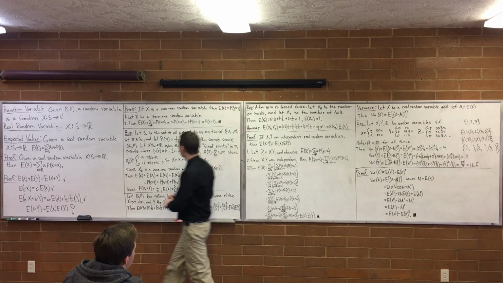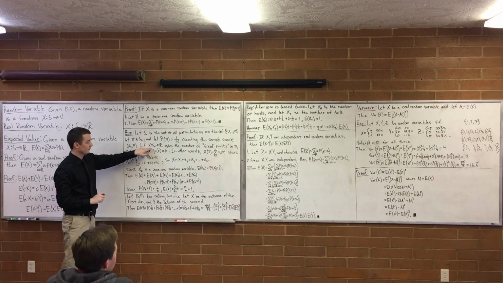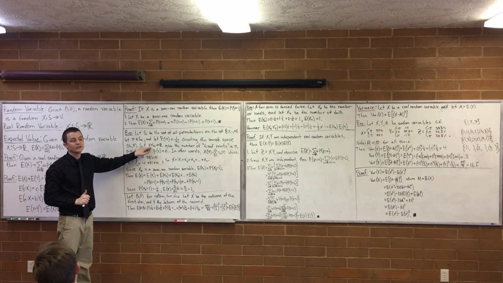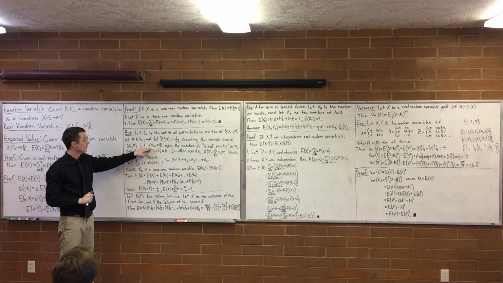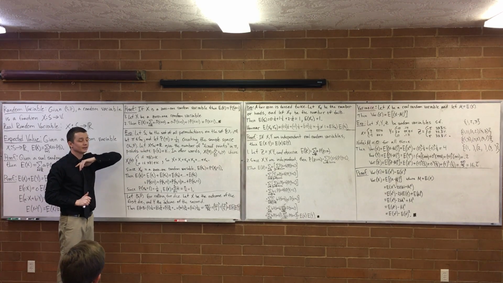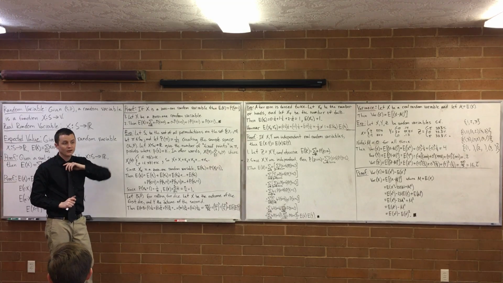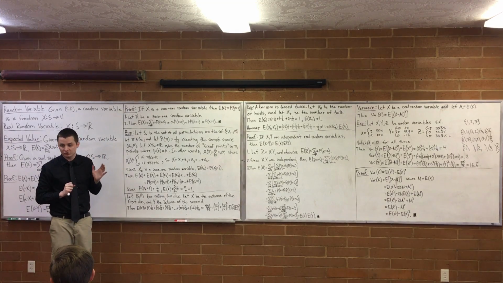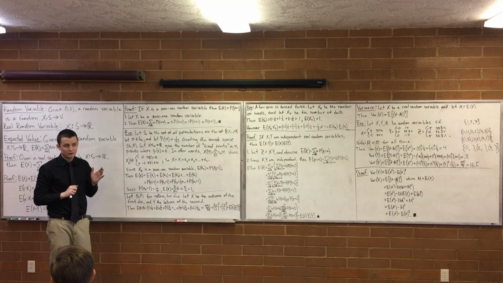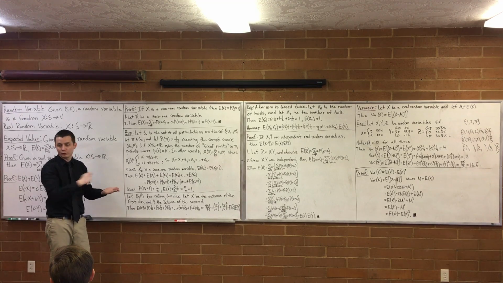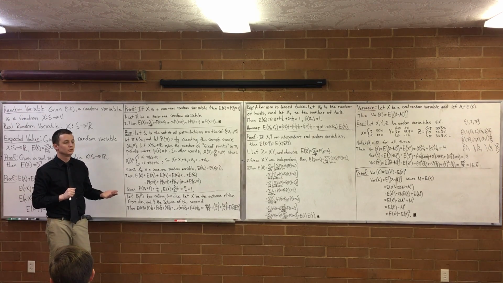So X gives you the number of fixed points in a particular permutation. What we're looking for is the expected value of X. If I were to pick a random permutation, how many fixed points would I expect that permutation to have?